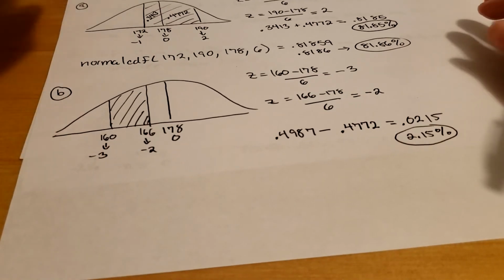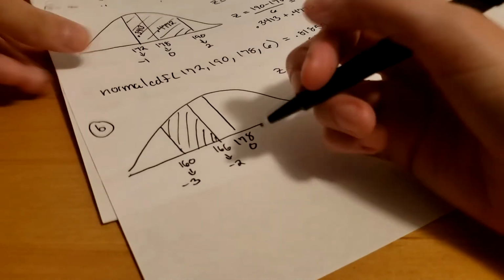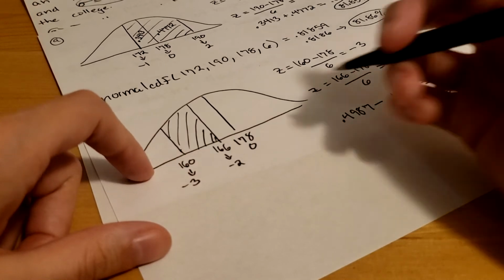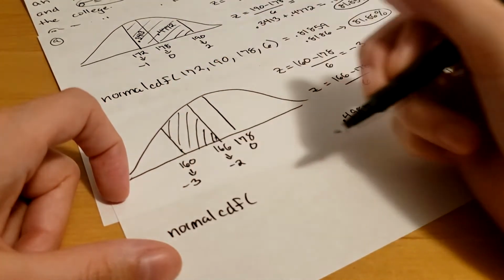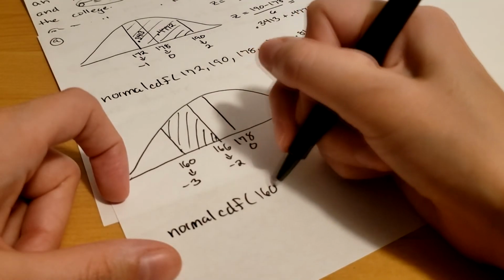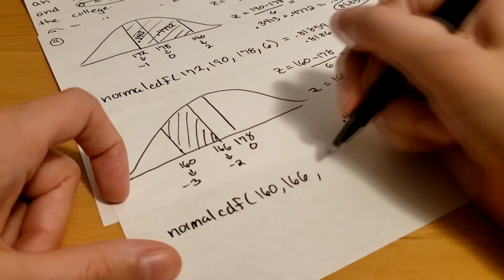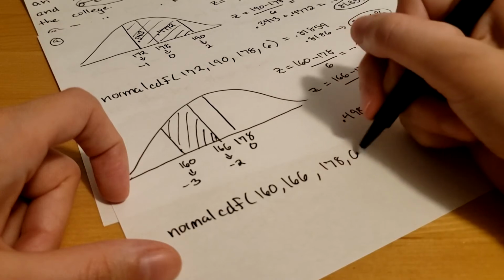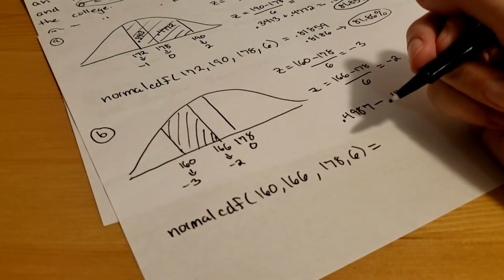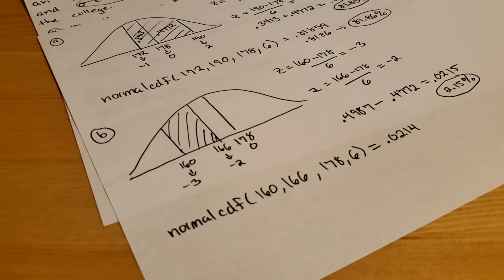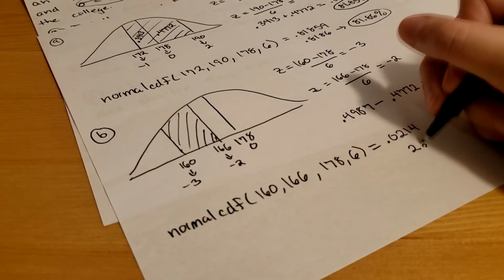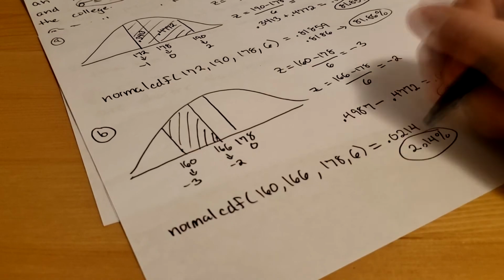If we were to do this on the calculator, this one's easier because we can see what our upper and lower limits are. We don't need to approximate for infinity anywhere. We go to normal CDF, put in 160, 166, mean 178, standard deviation 6, hit enter, and we end up getting 0.0214, which is pretty close to what we had before, or 2.14%.